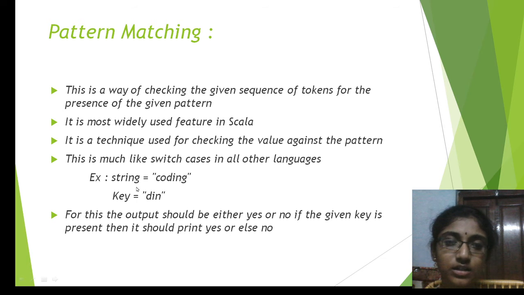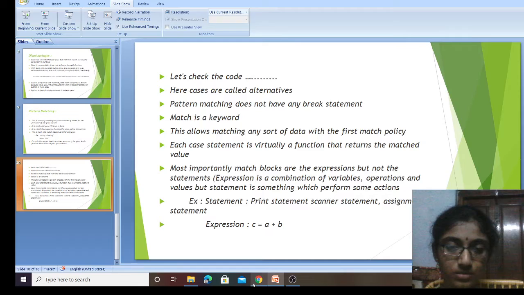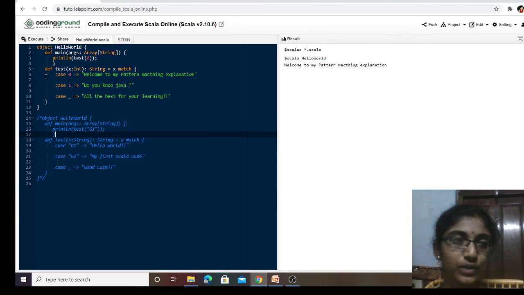pattern. This is the example that I have written here, and for this the output should be either yes or no. If the given key is present, then it should print yes or else no. And we can also insert some conditions in place of yes and no. So for this, first let us check the code. Yes, here is my Scala code available.